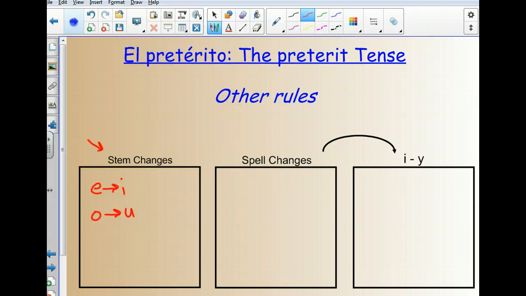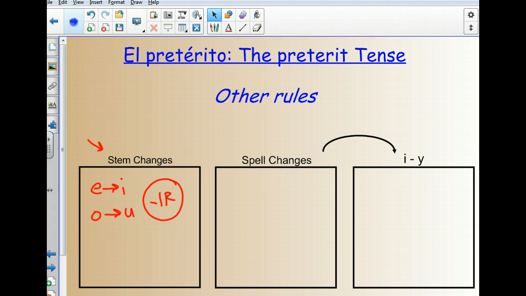And the other thing is these only happen in IR verbs. So a couple examples, and again, I'm not going to go crazy here and give you all of them. One example of an E to I stem change verb is the verb pedir, which means to ask for or to order. And that's the E that's going to change. An example of an O to U stem change would be, for example, the verb dormir. And that's the O that's going to change.